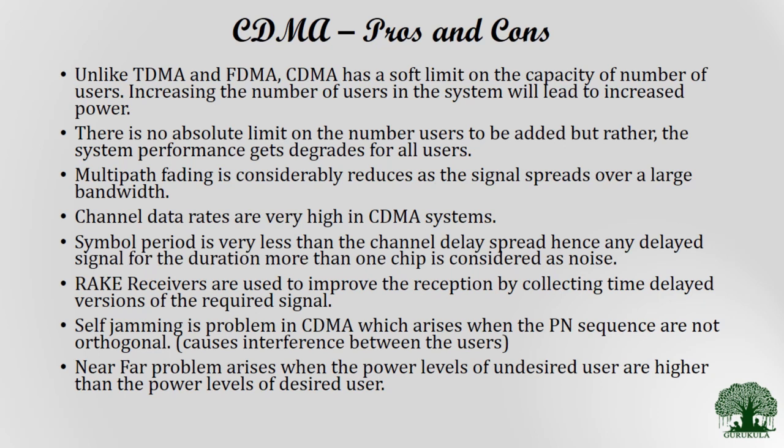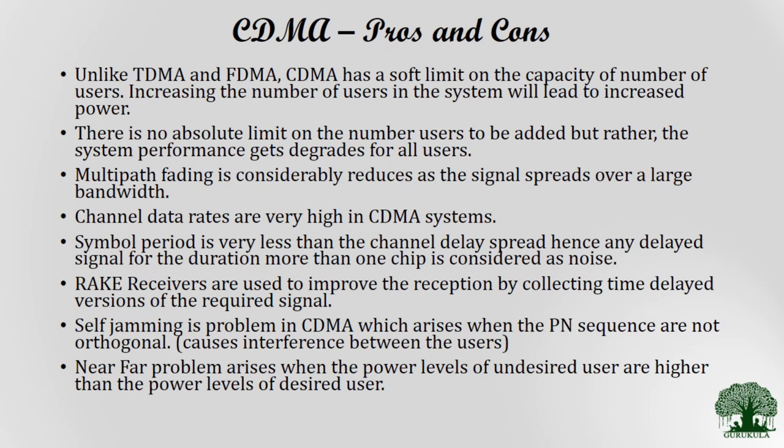There are certain pros and cons when comparing the CDMA technique. Unlike TDMA and FDMA, CDMA has a soft limit on the capacity of the number of users. You do not have any hard limit on the number of users that you can incorporate into the system. Increasing the number of users in the system will lead to increased power. The only thing is the entire system power will go high, and if you are not putting any limit on the number of users, that will eventually degrade the performance of the entire system. That will affect the quality of service of the entire system.